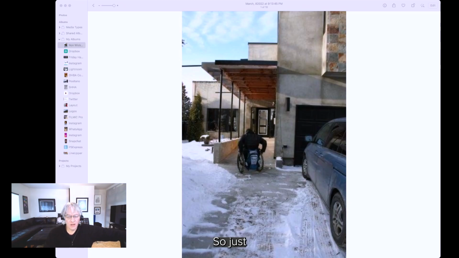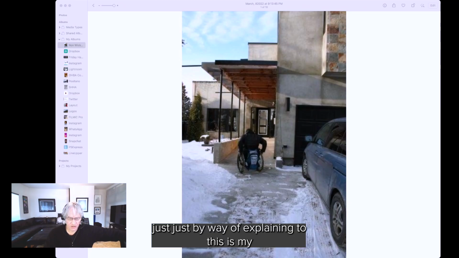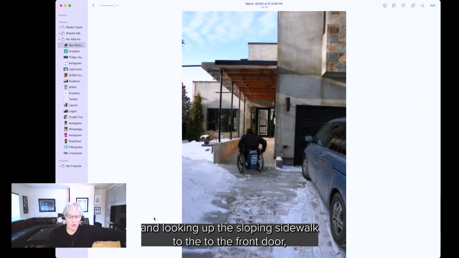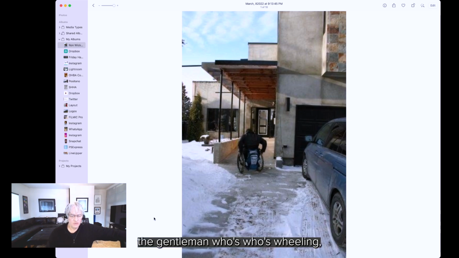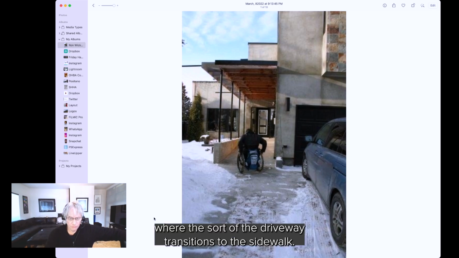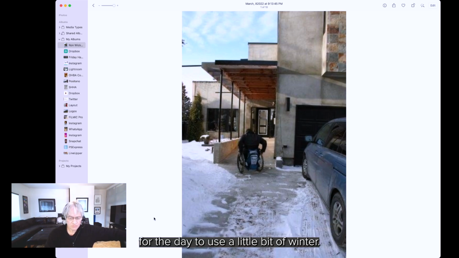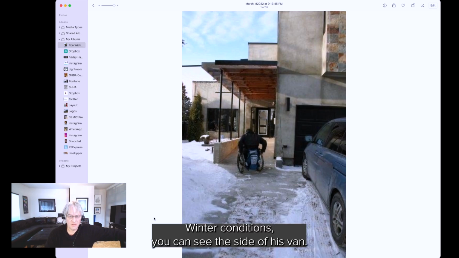So just by way of explaining too, this is my house, looking from the driveway, looking up the sloping sidewalk to the front door. The gentleman who's wheeling, he's just at the bottom of the sidewalk where the driveway transitions to the sidewalk. This is a friend of mine who used a wheelchair, and he was my model for the day. See, it's a little bit of winter conditions. You can see the side of his van.